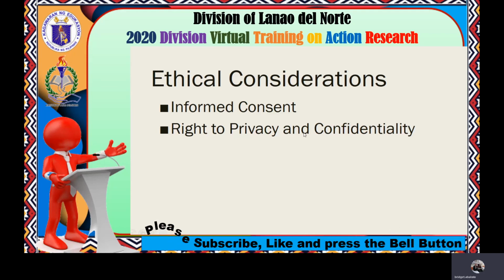And also, raw data must be kept under lock and key, and names of students must be replaced by code names or code numbers. It is the duty of the researcher to ensure that the privacy of each student is honored and maintained. So I guess that would end my discussion this day.